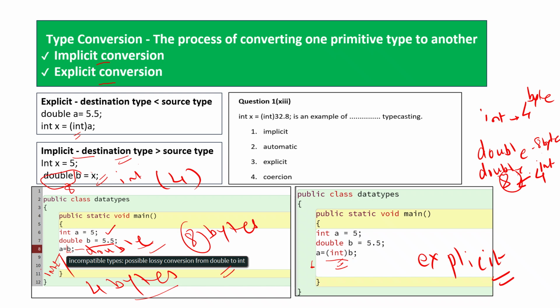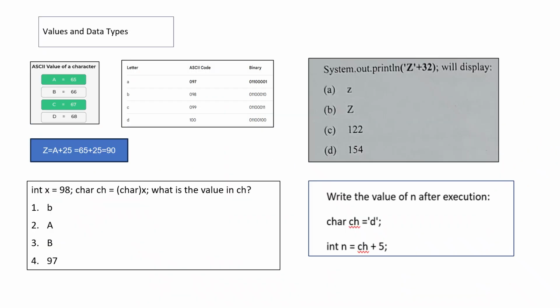Now there is another example: int x is equal to 32.8. This is a decimal value, that means double or float. I am converting it into integer and then assigning it to an integer. This is an example of explicit typecasting. Hope you have understood this as well. Let's move further. Now we have learned explicit as well as implicit conversion.